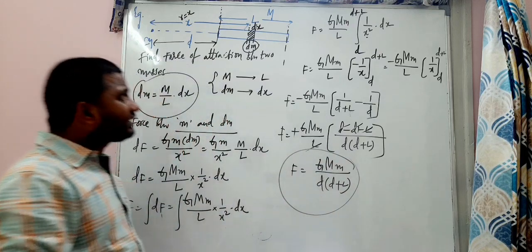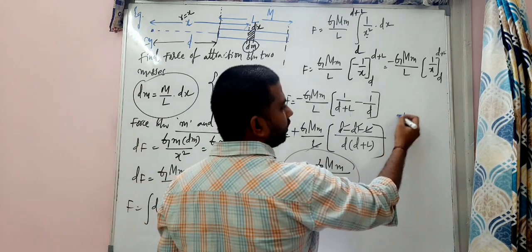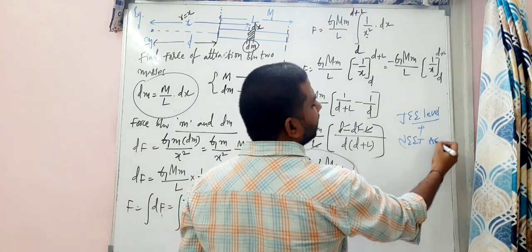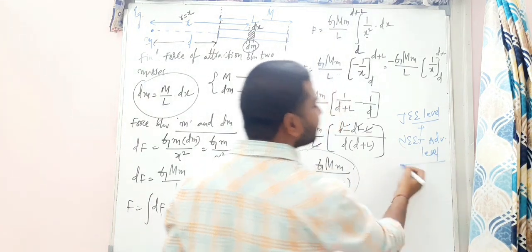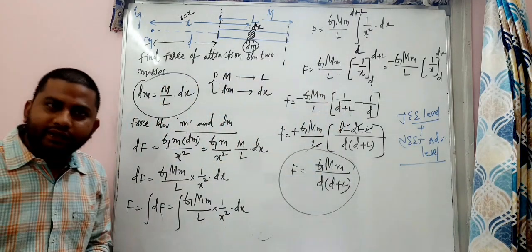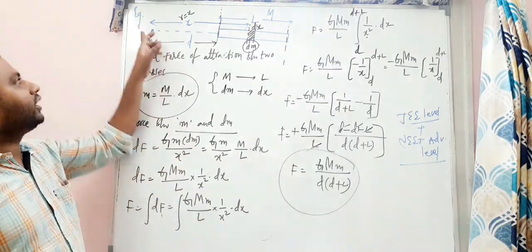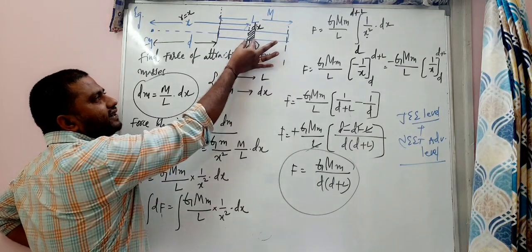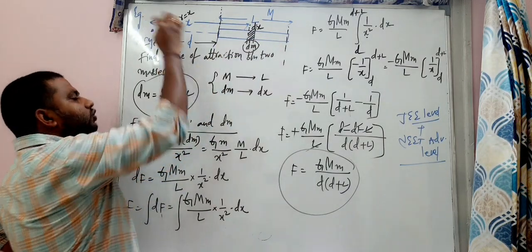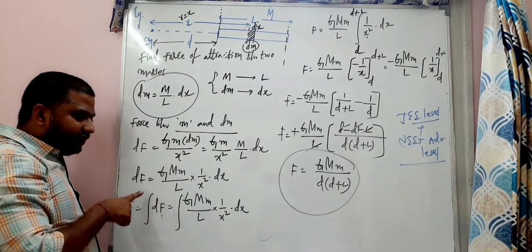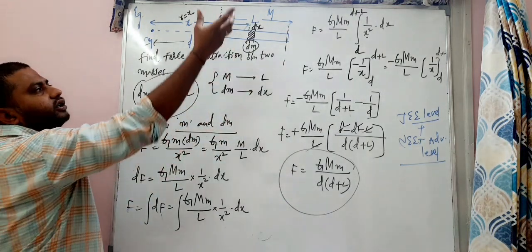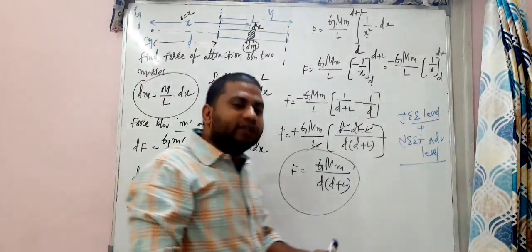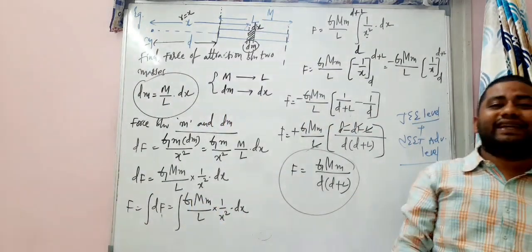This is a very important question for JEE level and NEET advanced level. You must practice more. The method is the same. The procedure is the same. Whenever there is a point mass and a continuous mass distribution, due to the small mass element, we find the force of interaction df. If we integrate df, you will get the force of attraction between the continuous mass distribution and the point mass.